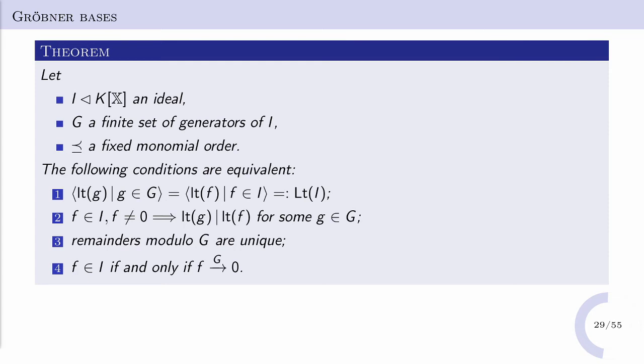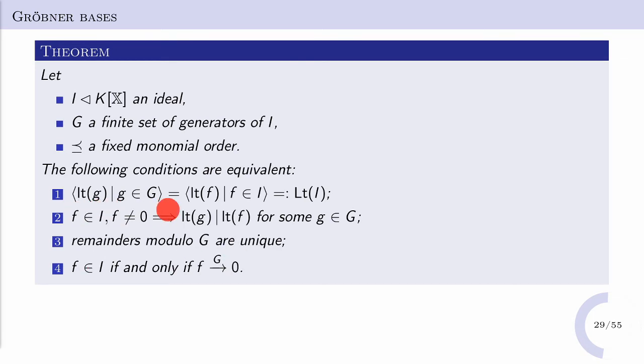Likewise here, this condition says that G is a Gröbner basis if every polynomial of the ideal reduces to 0 modulo G. But there are infinitely many polynomials in the ideal. So how can we check it? We would have to check infinitely many polynomials to be sure that this condition holds.